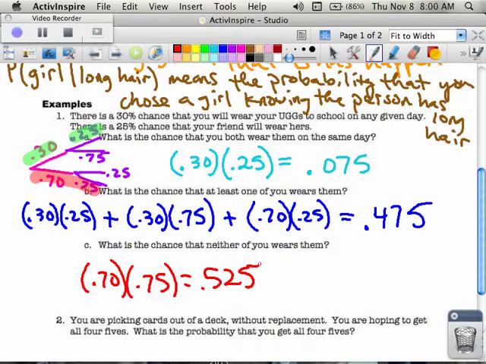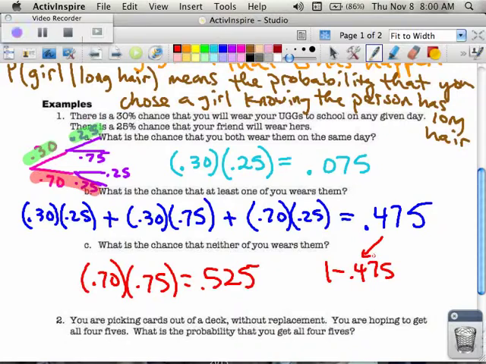Another way to get this is, you could have just gone 1 minus the 0.475. And 1 is representing 100% chance that something's going to happen. Take away whatever did happen from before. So there are two ways to think about it, and you can choose either way.